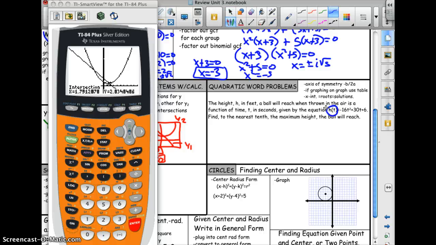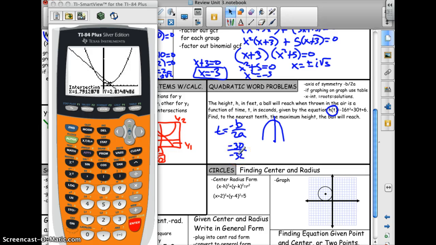So the time it will take for it to reach its maximum height is going to equal negative b over 2a. That happens at the axis of symmetry because basically the ball's going up and coming back down. And it's going to be right here, right? This is the negative b over 2a. So that's going to be negative 30 over negative 32, okay, which is positive 15/16. All right, 15/16 of a second.